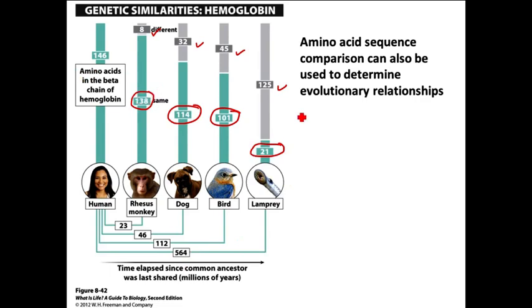Remember, the amino acid sequence is the result of the DNA sequence. So by studying the amino acid sequence, you are also studying the amount of overlap in the DNA sequence. That allows us to say with quite a lot of certainty that humans are most closely related to rhesus monkeys out of these four other organisms, then dogs, then birds, then lamprey.